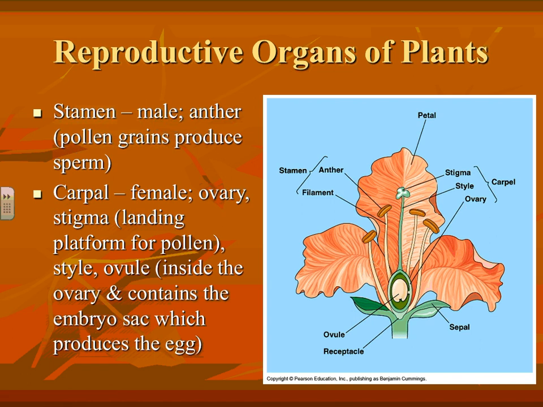The stigma has a sticky platform here, suitable for pollen to not only land on it, but stay on it. The style holds that stigma up nice and straight, and then the ovule is inside of the ovary. The egg is inside the ovary, and when fertilization occurs, it would actually occur right in the ovary.